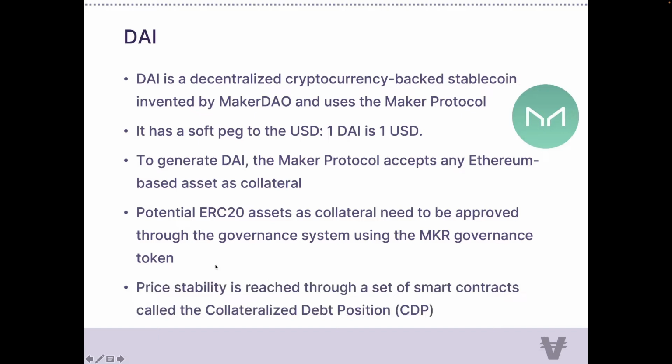So the price stability is reached through a set of smart contracts called the Collateralized Debt Position, which is part of the Maker protocol, a bigger set of smart contracts. But I would like to go a bit more into depth on the Collateralized Debt Position, also abbreviated as CDP.